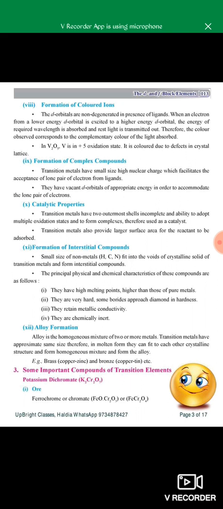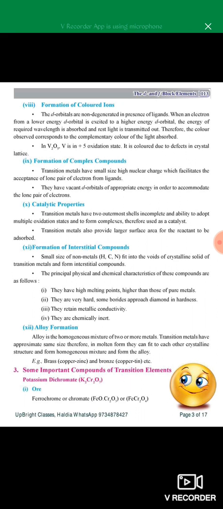Formation of interstitial compounds. Small non-metal atoms such as carbon, hydrogen, and nitrogen fit into the voids of the crystalline solid of the transition metal and then form interstitial compounds. The principal physical and chemical characteristics of these compounds are as follows. They have higher melting and boiling points than those of the pure metal. They are very hard, they retain metallic conductivity, and they are chemically inert.